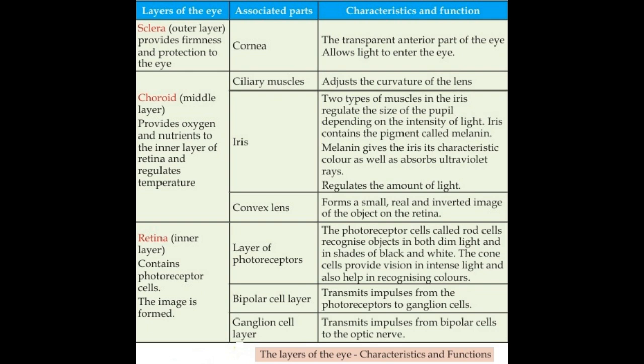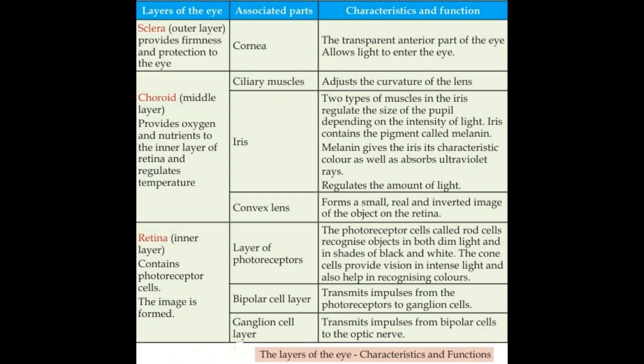Choroid provides oxygen and nutrients to the inner layer of retina and regulates temperature. Associated parts: ciliary muscles, iris, convex lens. Ciliary muscles adjust the curvature of the lens. Iris: two types of muscles in the iris regulate the size of the pupil depending on the intensity of light.